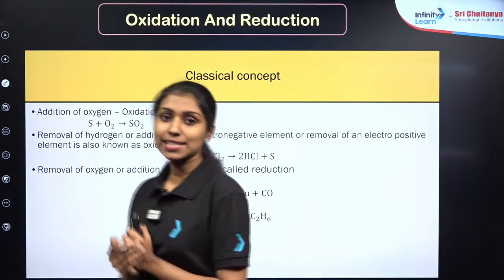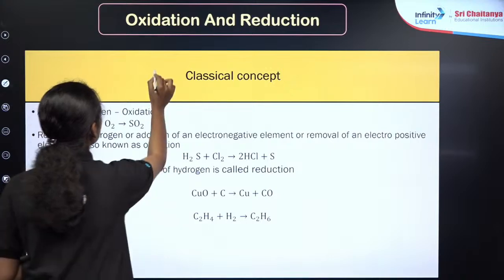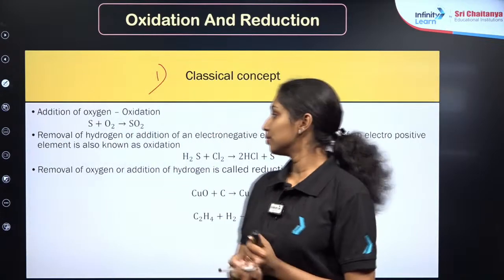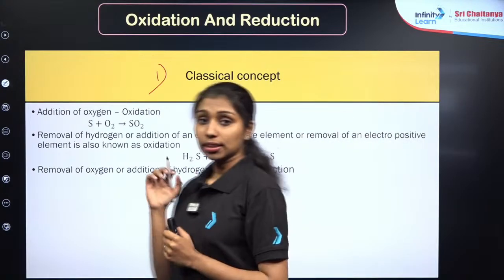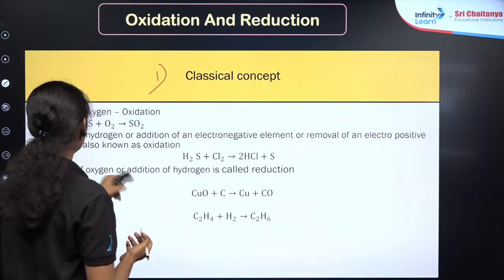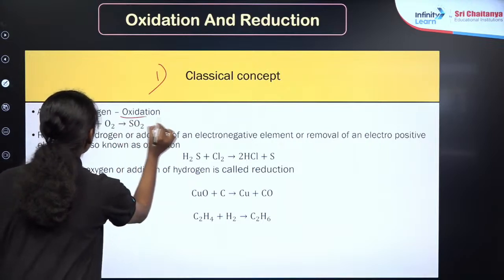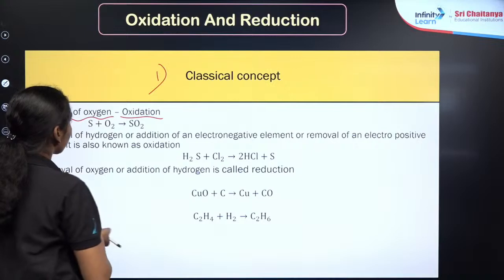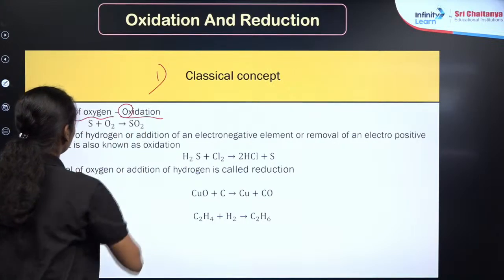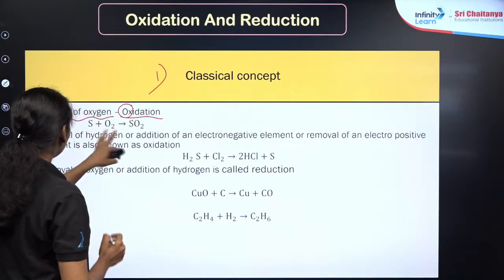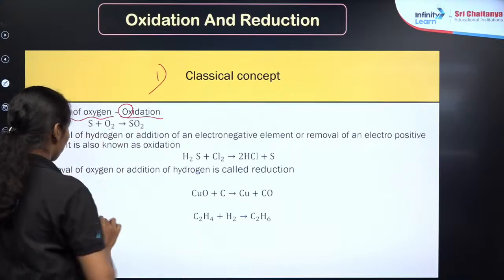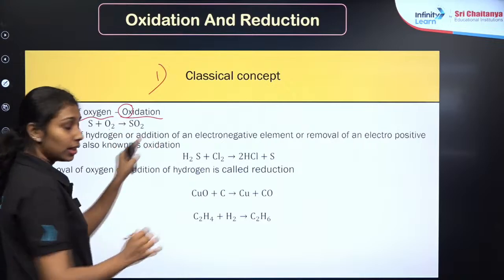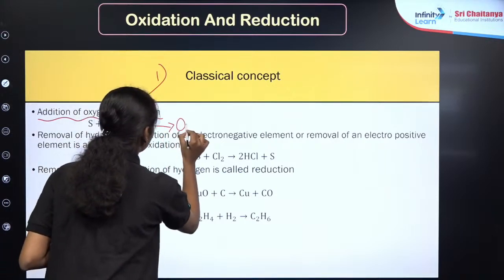Okay, as you can see here, this is the classical concept, the first concept of explaining oxidation and reduction. According to this classical concept, we can say that simply oxidation is the addition of oxygen. Oxidation is the addition of oxygen. As you can see in this example, S plus O2 gives SO2, which means oxygen is being added, right? Sulfur is adding oxygen to form sulfur dioxide. This is an example of an oxidation reaction. Clear?